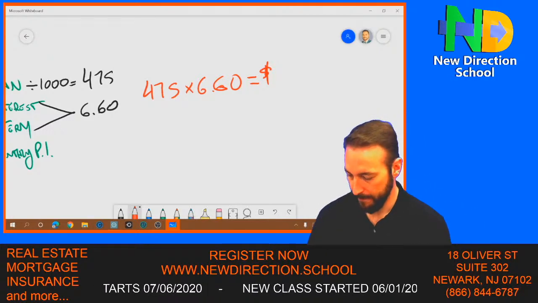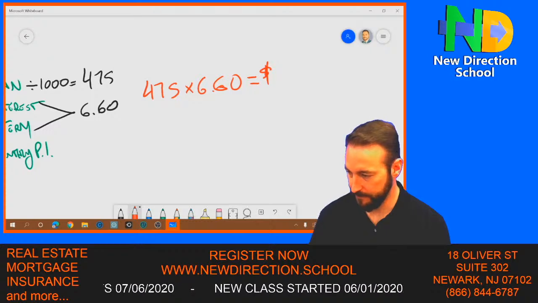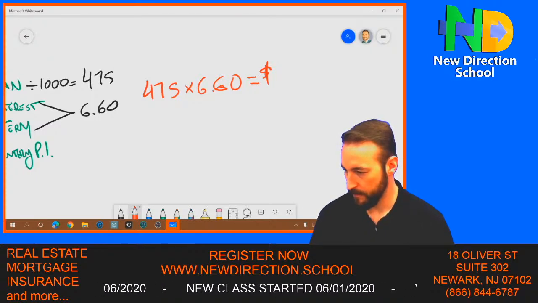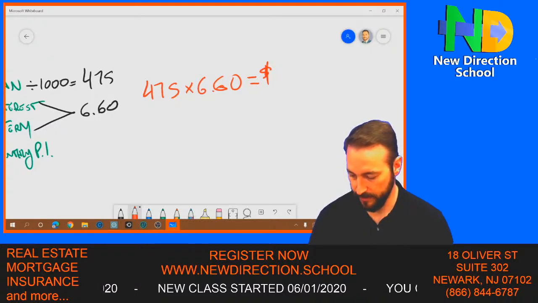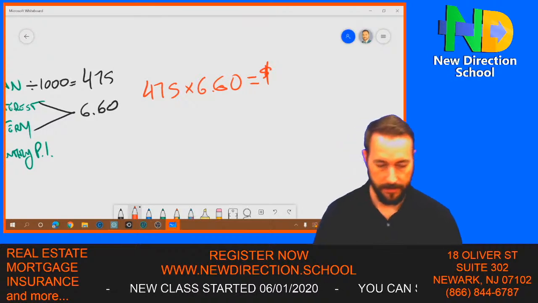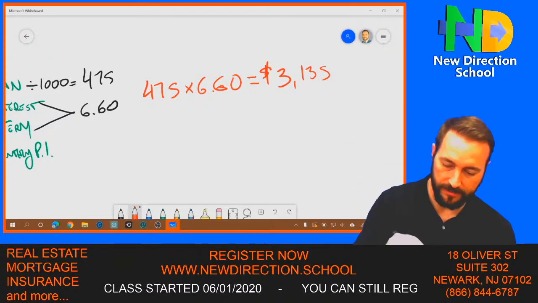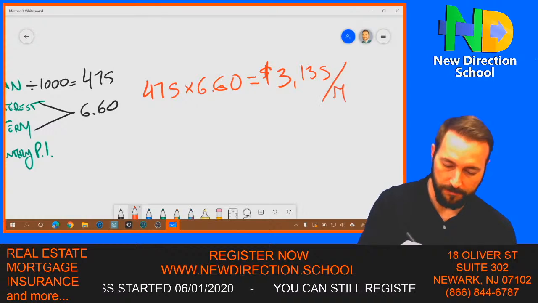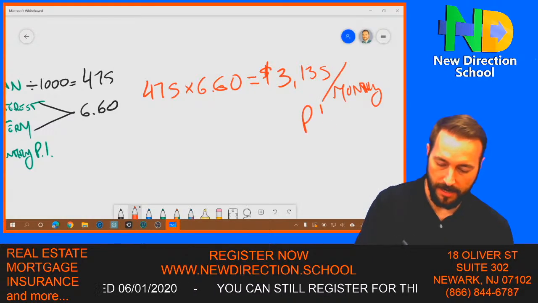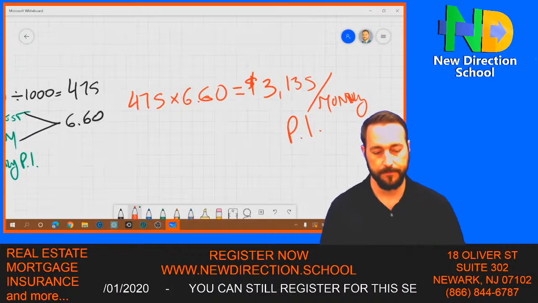And 475 times 6.60, and that is 3,135, and this is your monthly PI, principal and interest.